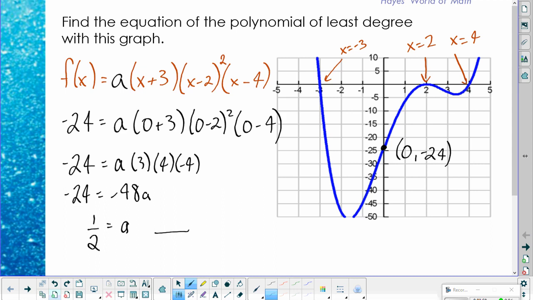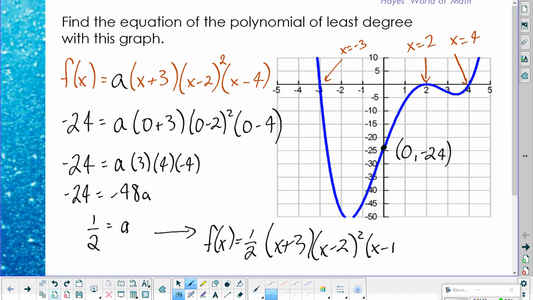So then my final equation would be y is equal to 1/2 of the quantity x plus 3 times the quantity x minus 2 squared times the quantity x minus 4. And there we have an equation that locks it. Okay?